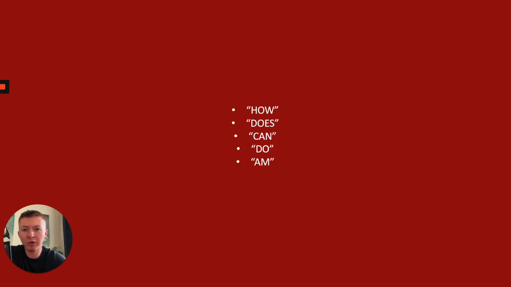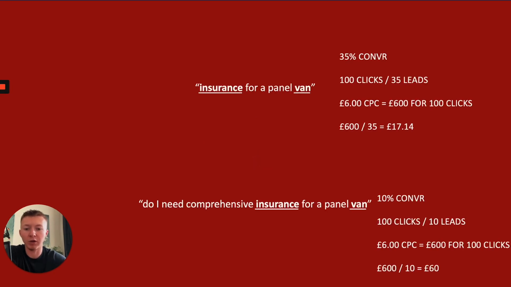So how do we fix this? How do we use this information now? And how do we apply this into our marketing to get better results? Basically we want to be using phrase match negative keywords to remove all of the research terms. So you want to be adding in how, does, can, do, and am into your phrase match negative keywords to remove all research.